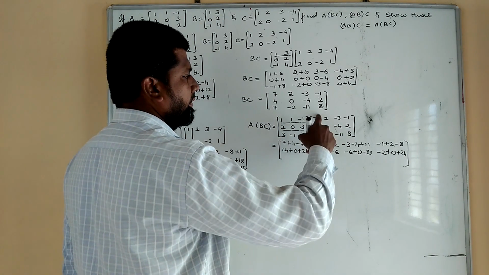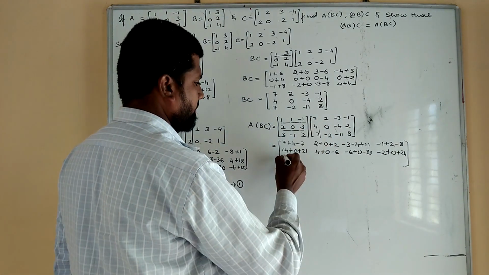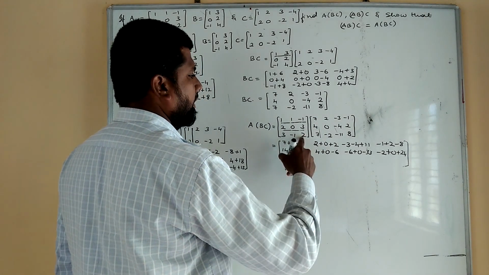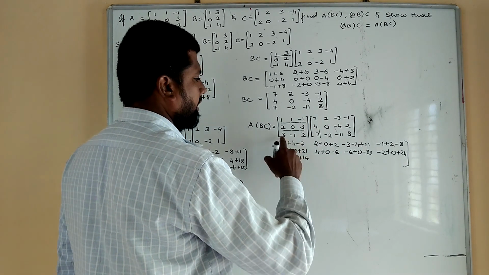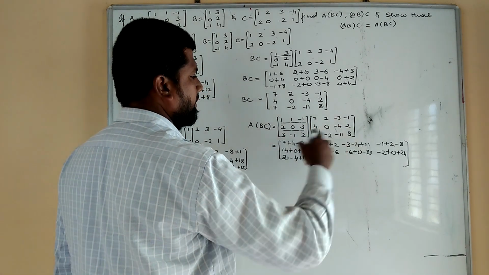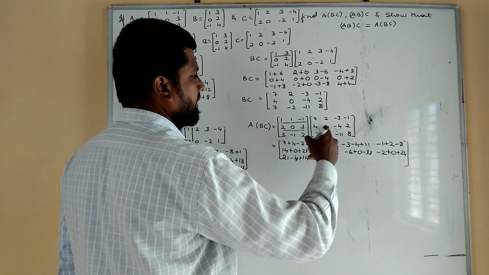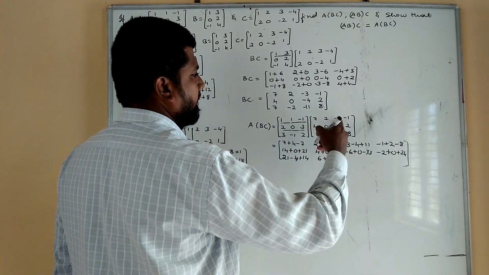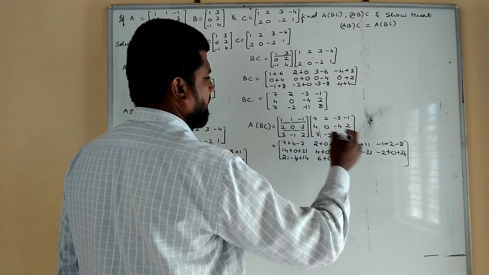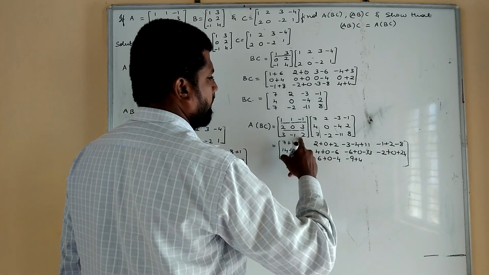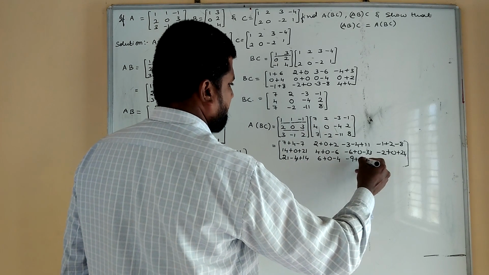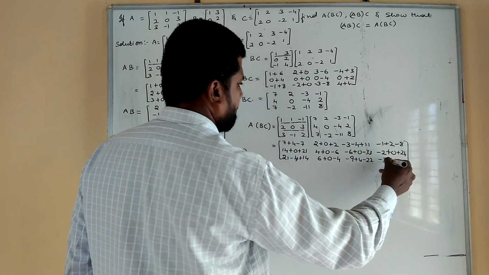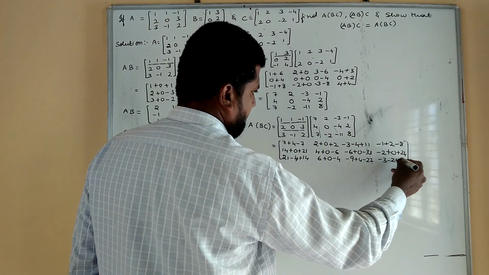Then third row, first column, 3 into 7 is 21, minus 1 into 4 is minus 4, and 2 into 7 is 14. Then third row, second column, 3 into 2 is 6, minus 1 into 0 is 0, 2 into minus 2 is minus 4, then 3 into minus 3 is minus 9, minus 1 into minus 4 is plus 4, 2 into minus 11 is minus 22, 3 into minus 1 is minus 3, minus 1 into 2 is minus 2, 2 into 8 is 16.